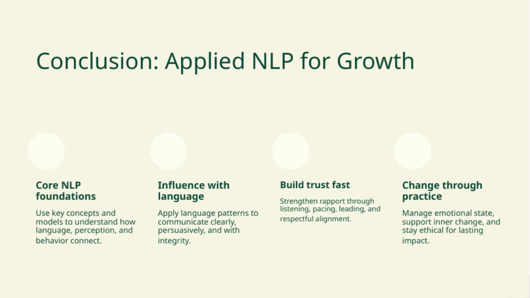Now, as we wrap up, I want to emphasize that change through practice is really about managing our emotional states, supporting inner transformation, and maintaining ethics to create lasting impact. When we do this, our influence becomes more genuine and sustainable. Building trust quickly is also crucial. We do this by strengthening rapport through active listening, pacing, leading, and aligning respectfully with others. It's about creating a connection that feels natural and authentic, making it easier to influence and collaborate.